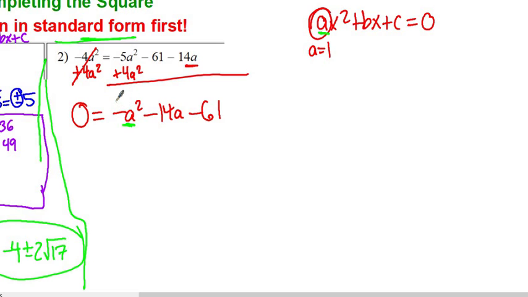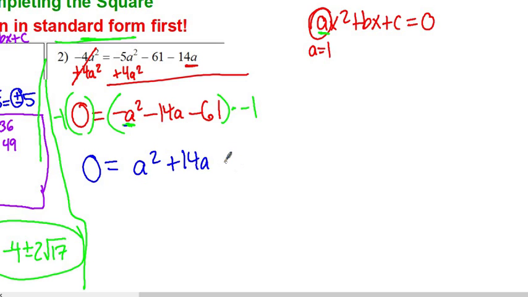We need that to be 1 instead of -1, so we can make that happen by multiplying everything by -1. And I'm doing the same on both sides just because we always have to do that. Okay, so -1 times 0 is 0, and then if I multiply each of these terms by -1, I would get what you see right here. -14a becomes plus 14a, -61 becomes plus 61. Okay, again, what should we do now? We should now try to finish the process of completing the square.